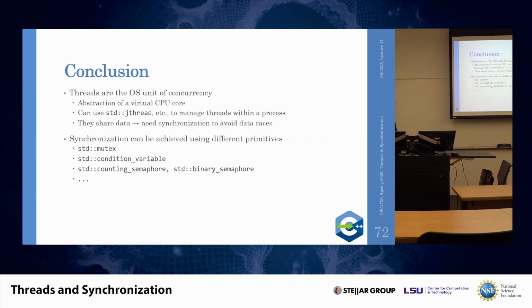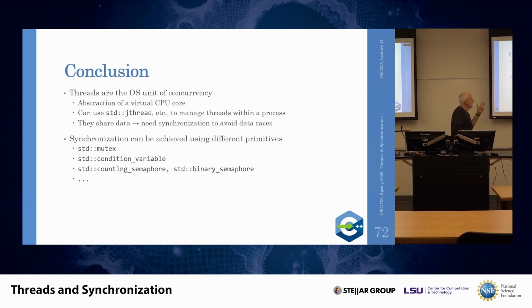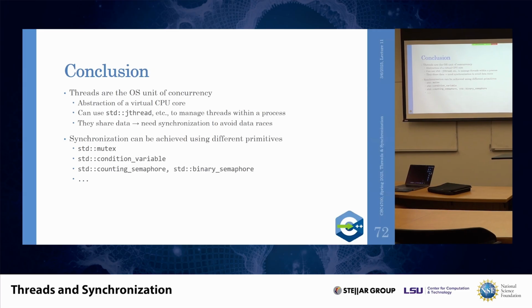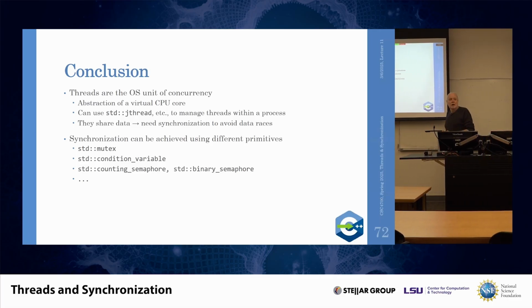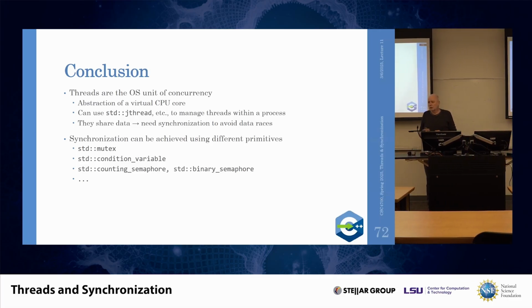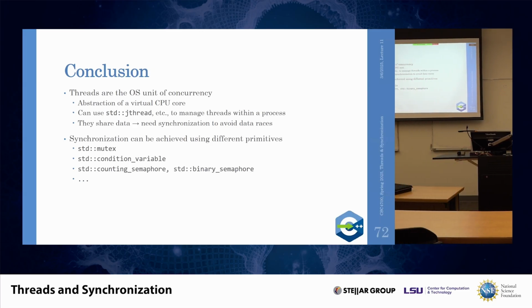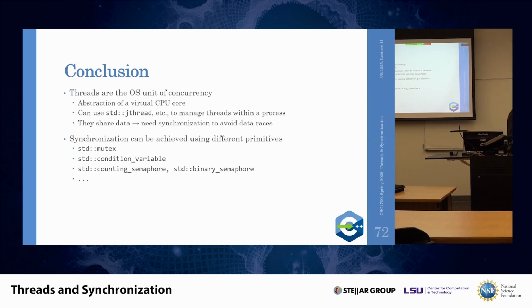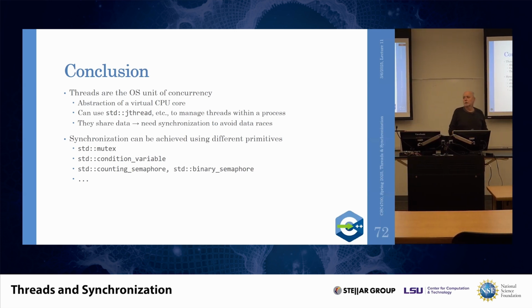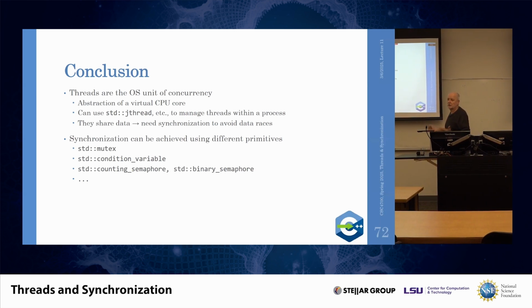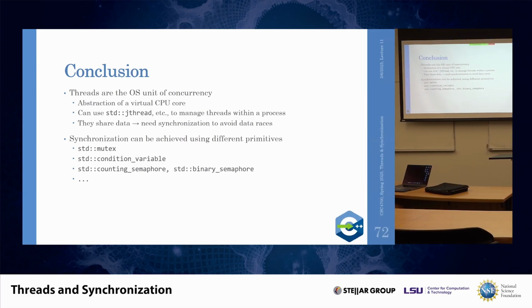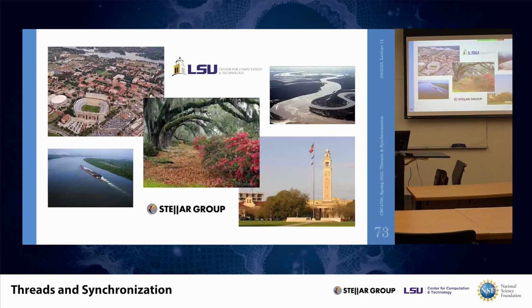And we talked about 2 synchronization primitives, mutex and condition variables. There are more in the C++ standard: semaphores, binary semaphores, counting semaphores, and so on. And if you need something more sophisticated than condition variables, I urge you to read the documentation. You will find a lot of information about these additional synchronization primitives that might be useful in other contexts for you to use. Okay. Questions?